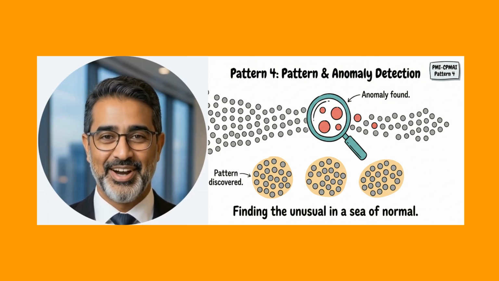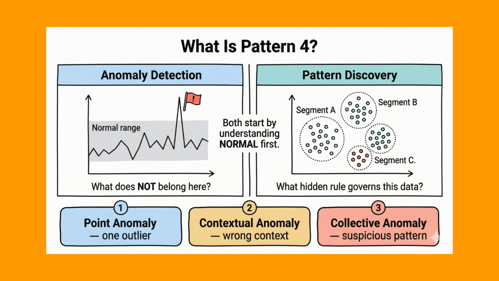In this lesson, you will learn what it does, where it is used, what techniques it relies on, what risks it carries, and how to manage it. Let us begin. Pattern 4 covers two connected capabilities that share the same foundation. The first is anomaly detection. This means finding data points, events, or behaviors that are unusual, rare, or suspicious compared to what is considered normal. The system asks, what does not belong here?